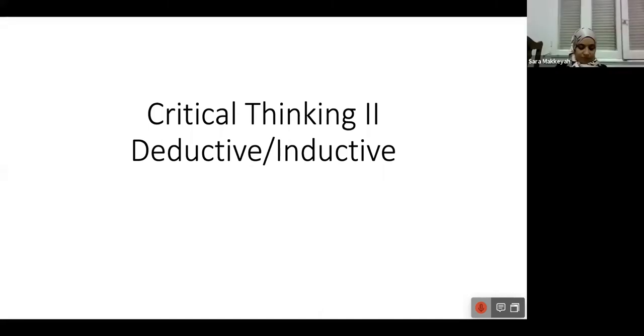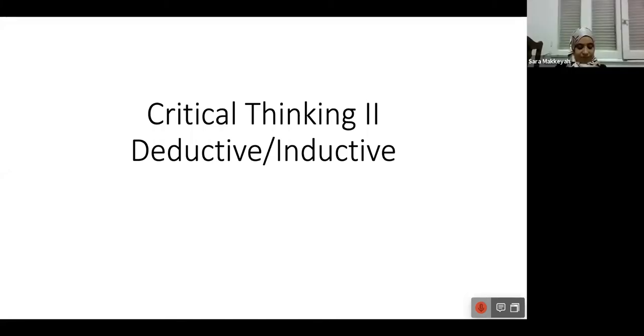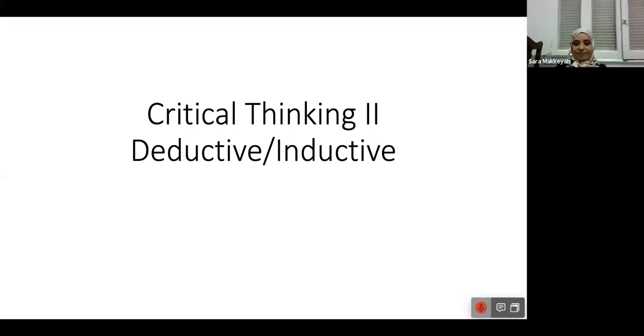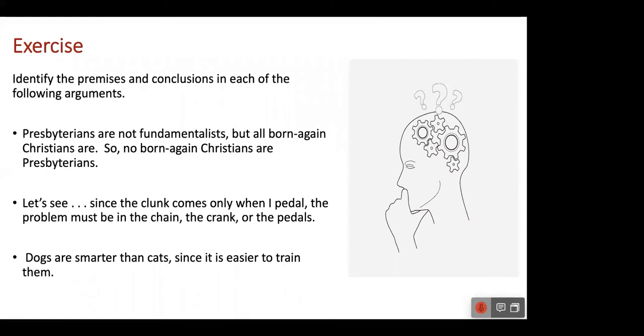So, critical thinking two. I'd like to say more about the difference between deductive and inductive thinking. Well, the last time we talked about whether a phrase or a statement was actually an argument or just merely a statement of fact. We're going to deal more with the building blocks of especially inductive arguments.